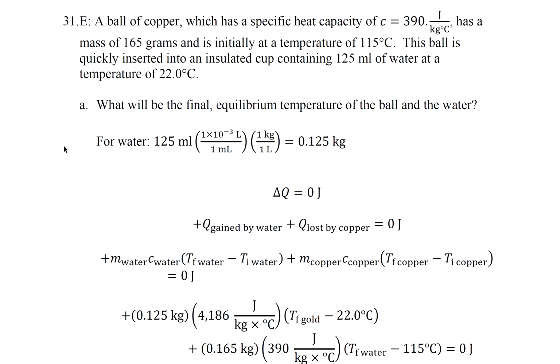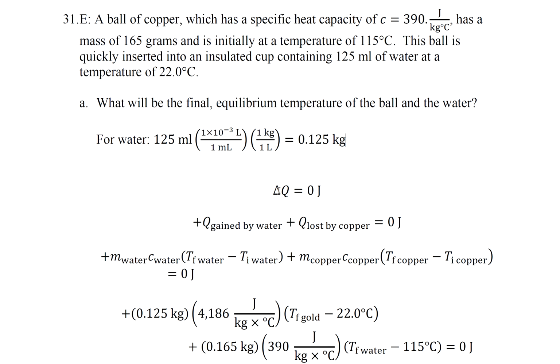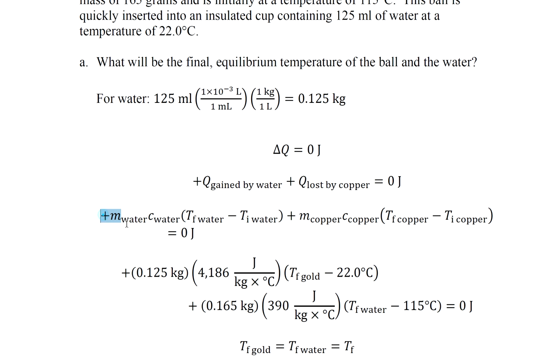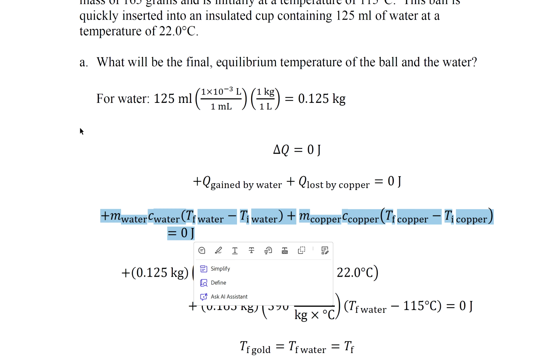Once again, the copper is really hot. The water is really cold compared to the copper. So the copper is going to get colder and the water is going to get hotter until they have the same temperature. So we could convert 125 milliliters to grams. And then we know that the change in energy of the system is 0. So the energy gained by the water plus the energy lost by the copper is 0. So mcΔT of the water plus mcΔT of the copper is 0.